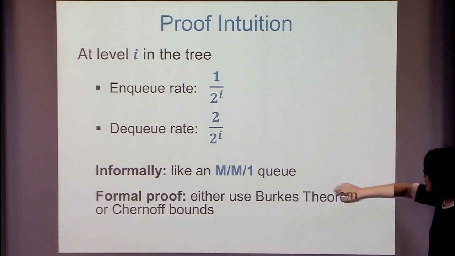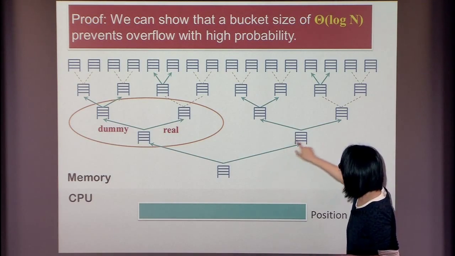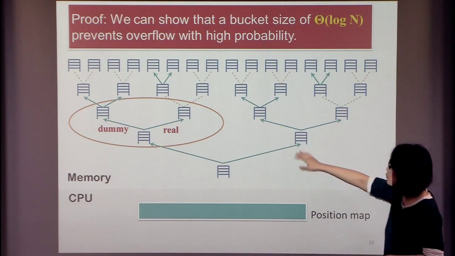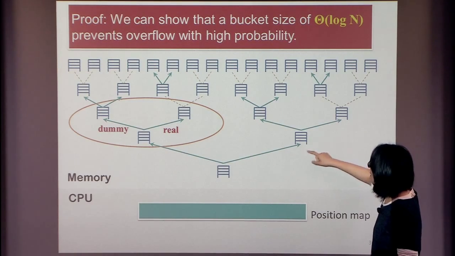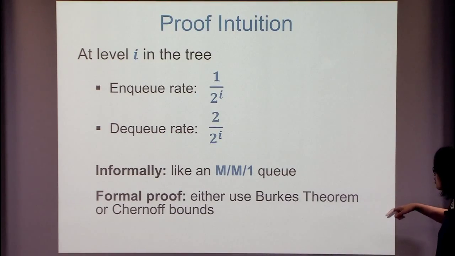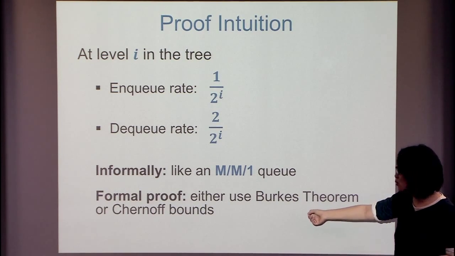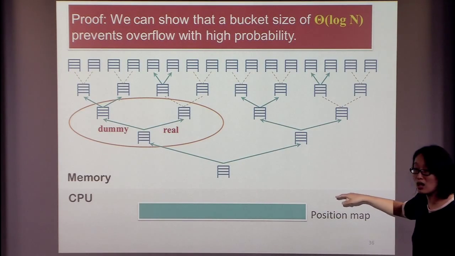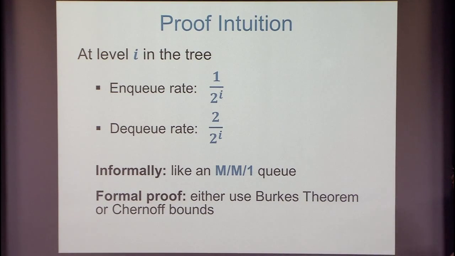Okay, so that of course is not a formal proof because actually these queues are dependent. It's not a single queue. If it were a single M/M/1 queue, then it would have been the end of the proof. But it's a little more tricky because these queues are dependent. So in order to do the proof formally, you would either have to use the discrete version of Burke's theorem, which allows you to derive an exact distribution on the queue length, or you can use a Chernoff bound if you don't care about deriving an exact distribution of the queue length.